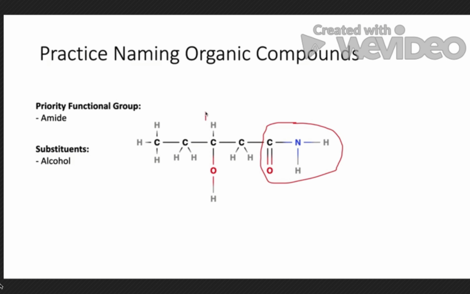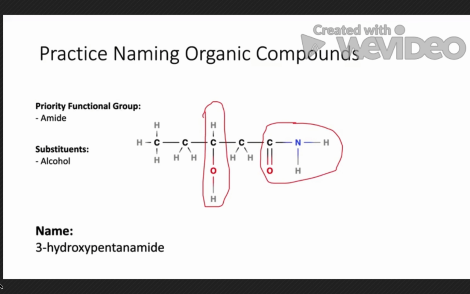We also have a substituent of an alcohol. Now we know it's an alcohol because we have a carbon bonded to an oxygen, and that oxygen is bonded to an H. Now that we know that we have a priority functional group of an amide and a substituent of an alcohol, we know to call this 3-hydroxypentanamide, as we have a 5-carbon chain, and the alcohol, which we call hydroxy when it's a substituent, is located on the 3rd carbon.